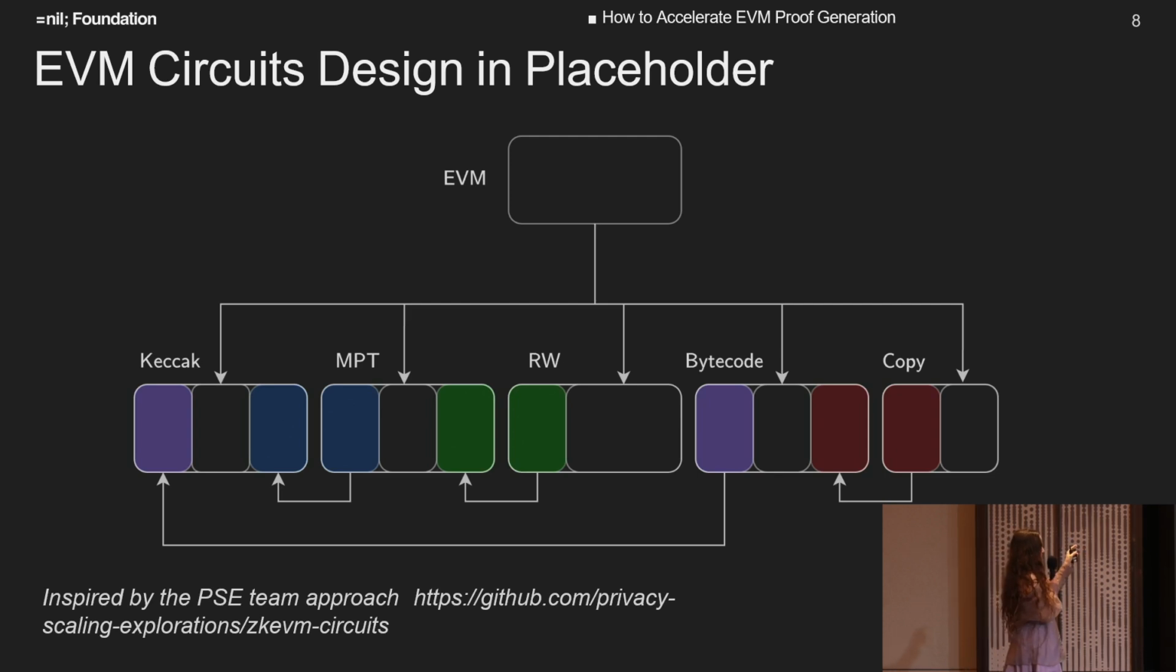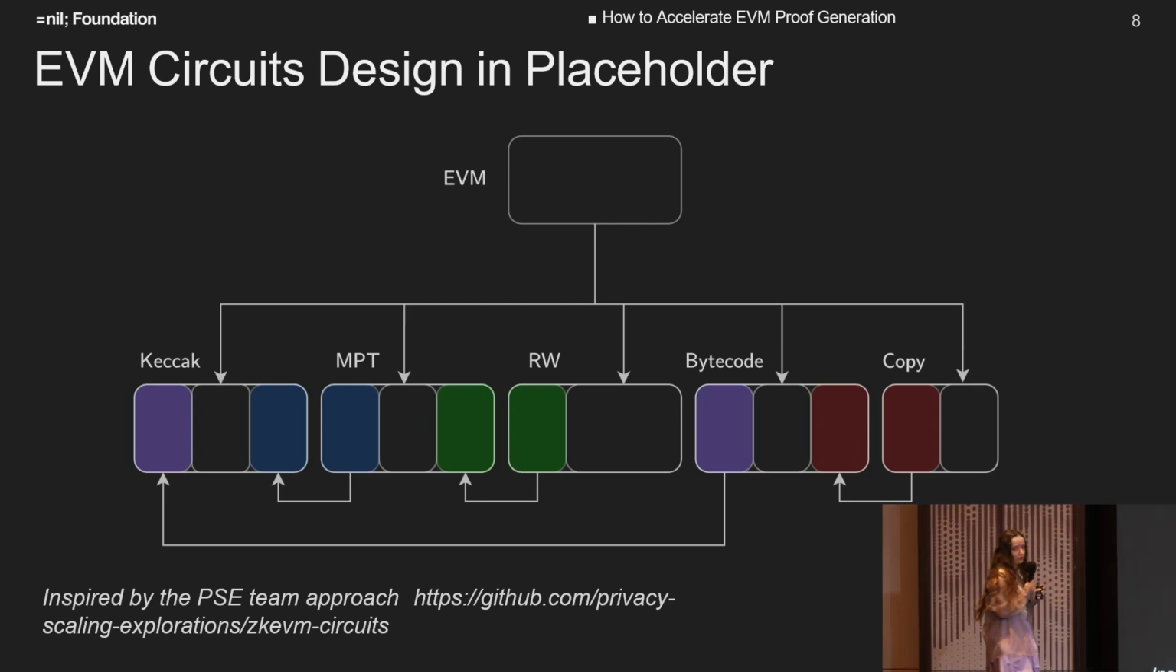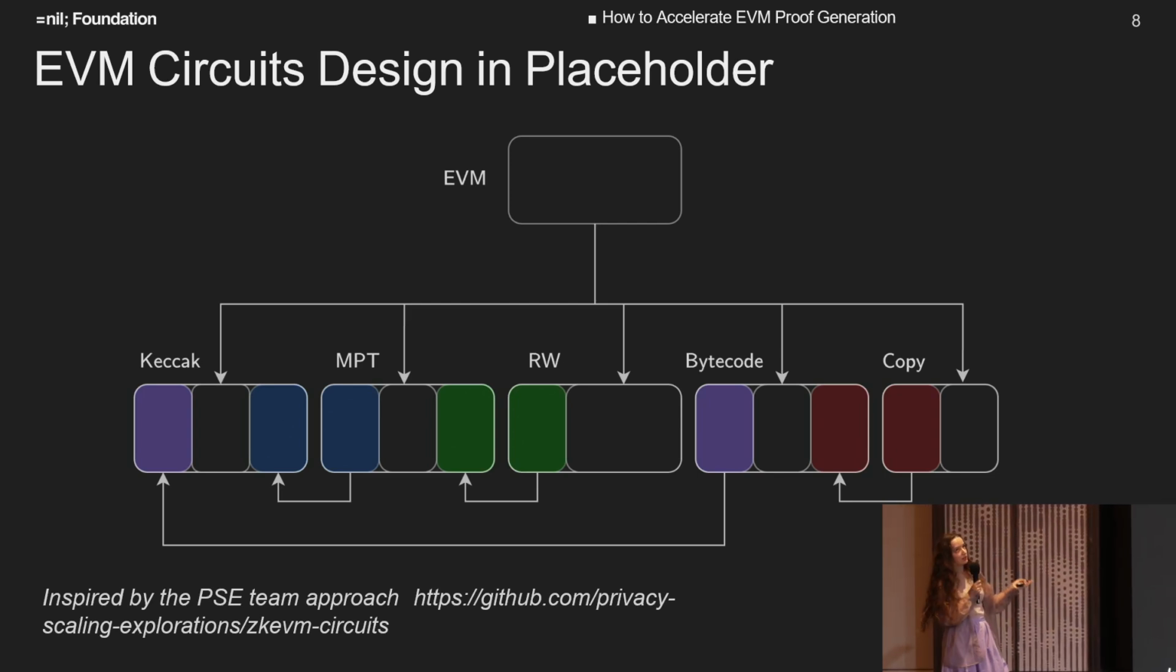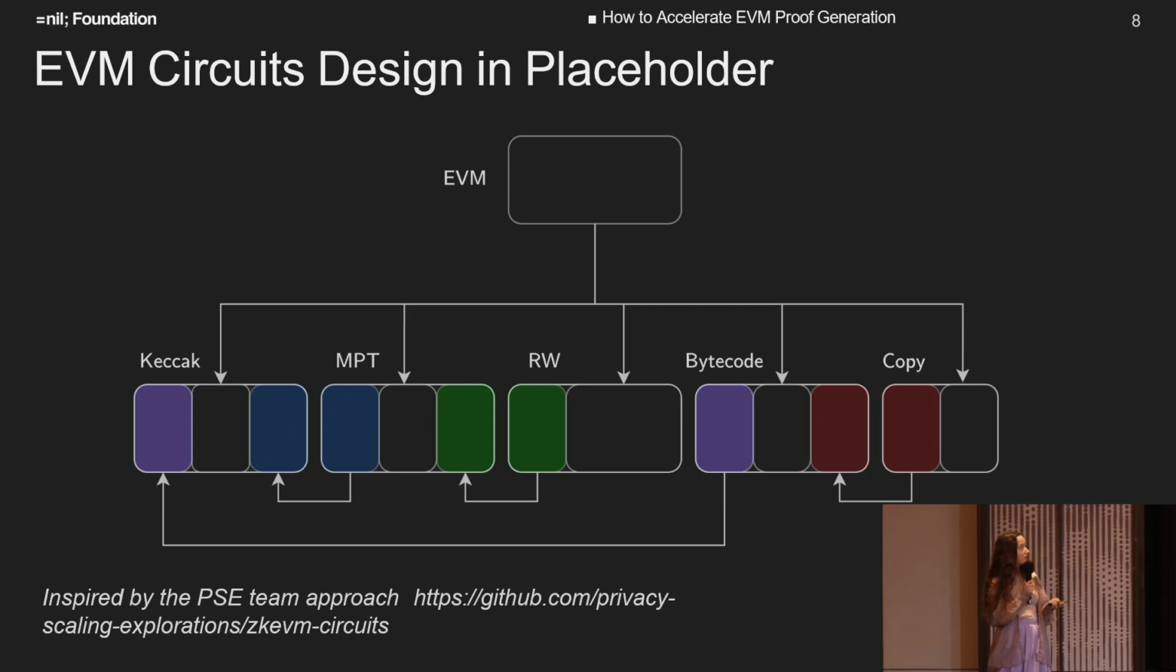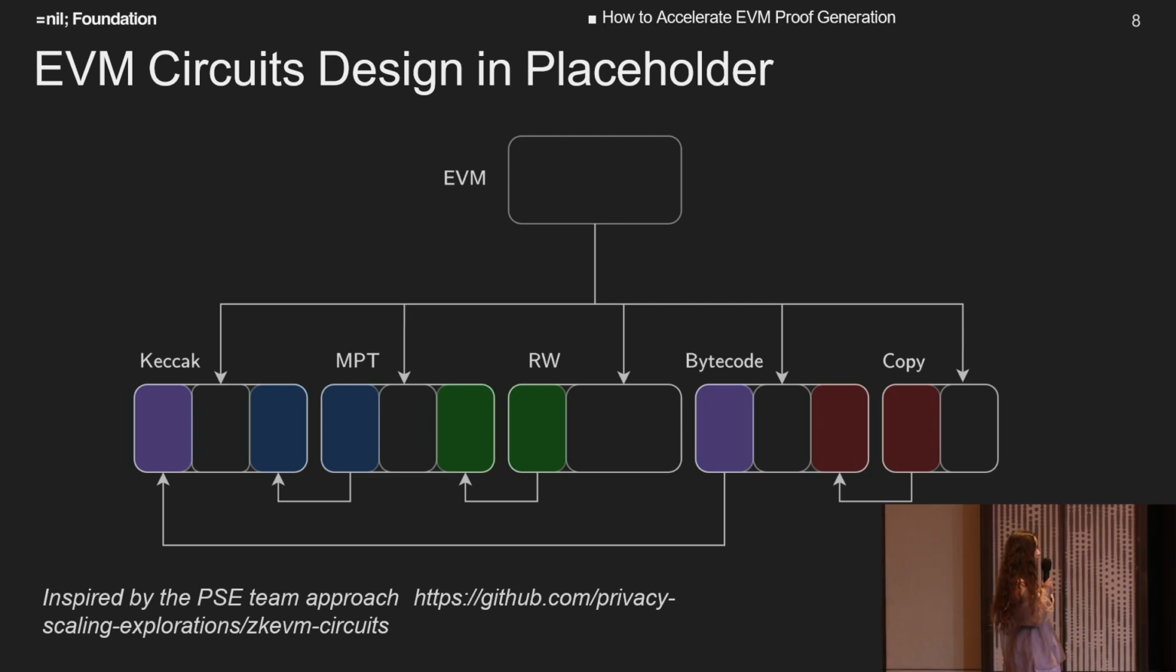EVM controls and proves the whole opcode sequence. Keccak, obviously, is for the Keccak hash function. Merkle Patricia Trie. Read-write for all memory, stack, and storage operations. Bytecode is for separating each opcode from each other. And copy is for copy opcodes.